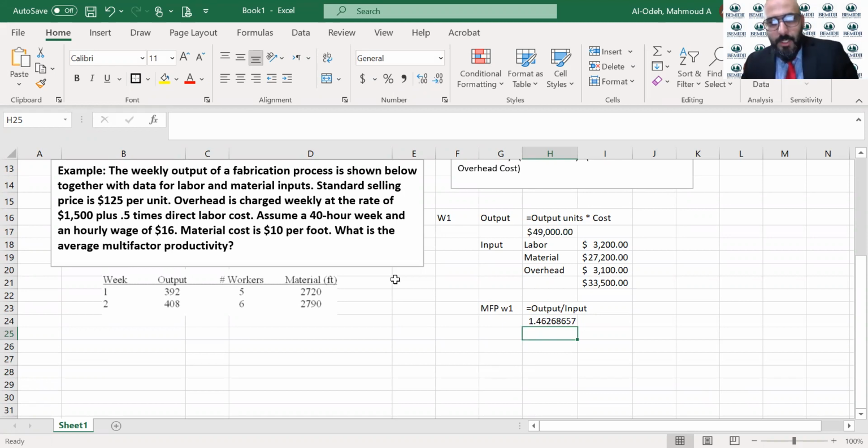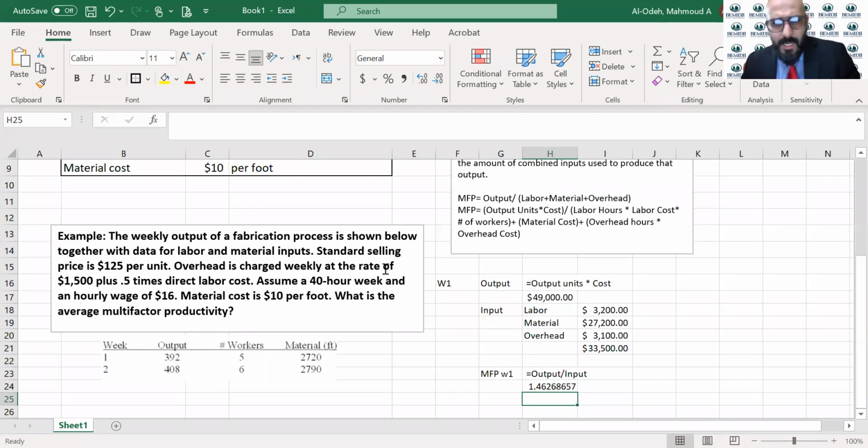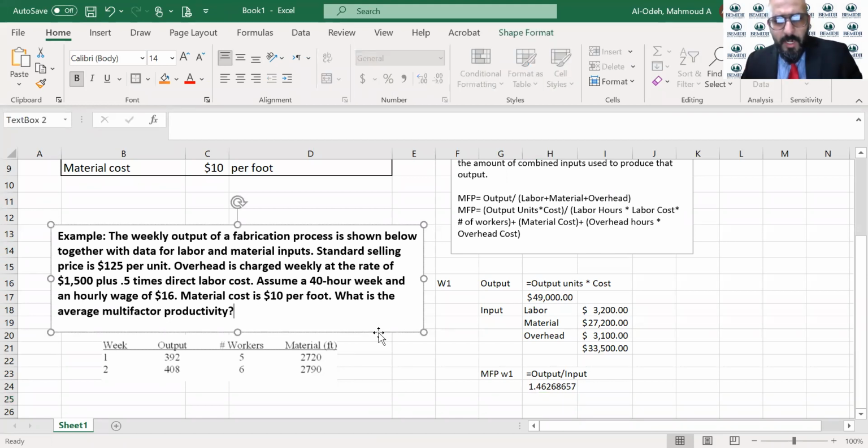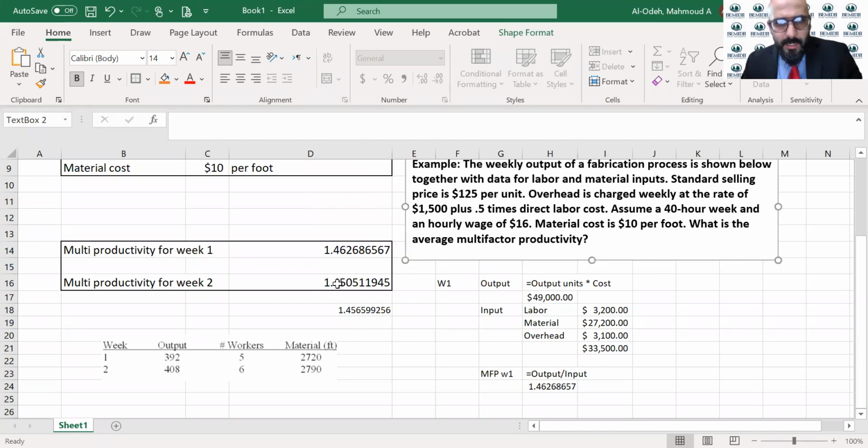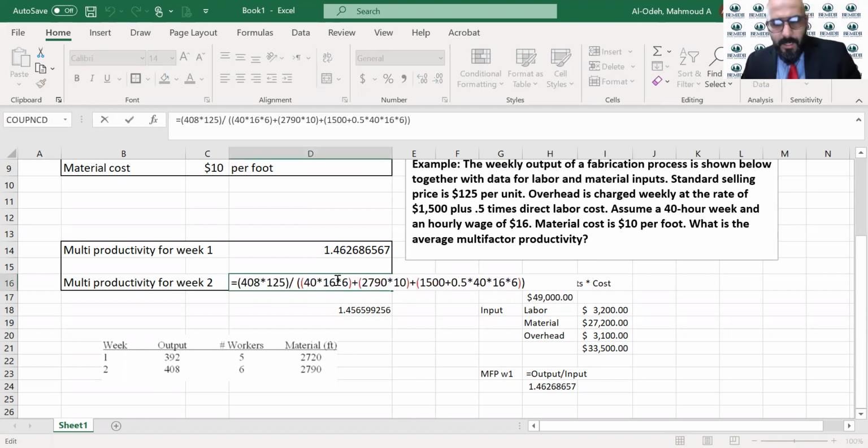Now for week 2, I did calculate this and went slowly here. Hopefully this will help you. But what I'm going to show you, I did hide under this: I calculated the multi-factor productivity for week 2 in one equation. Here's the output, which is 408 times the 125 selling price, divided by the input, and the input would be the labor, the material, and the overhead.